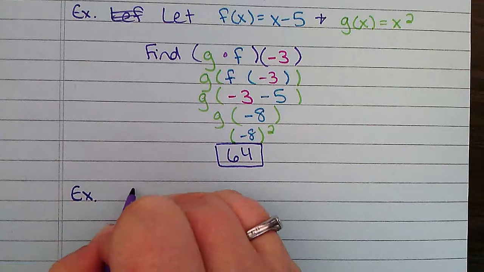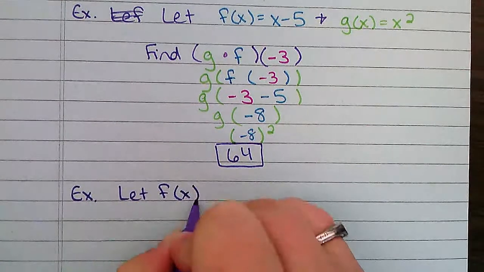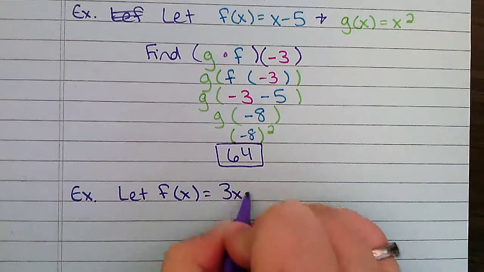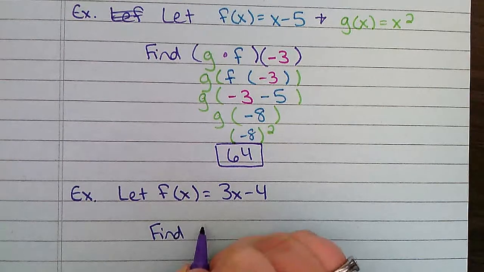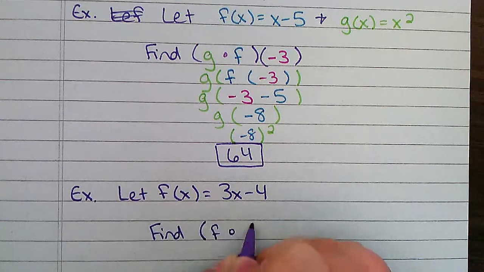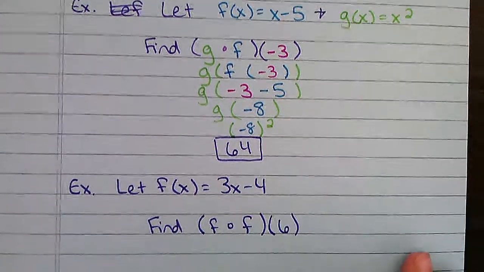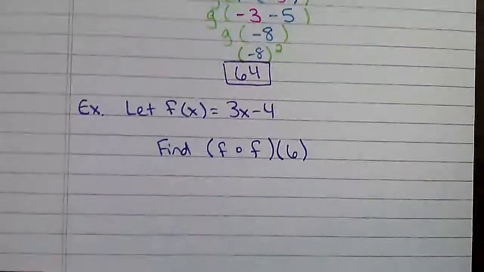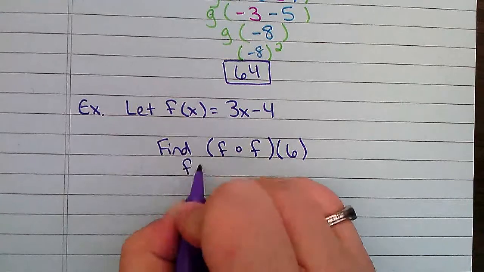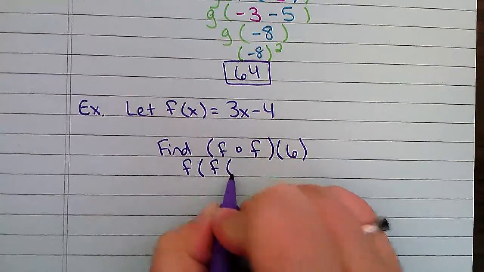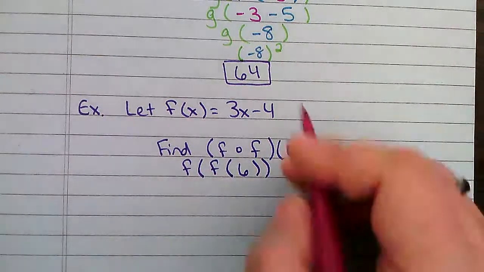Okay, so on this one, we're going to say let f of x equal 3x minus 4. And I want us to find f of f of 6. Okay, so I have f on the outside, f on the inside, and then 6 that I'm going to put in there. I should probably make that 6 a different color.